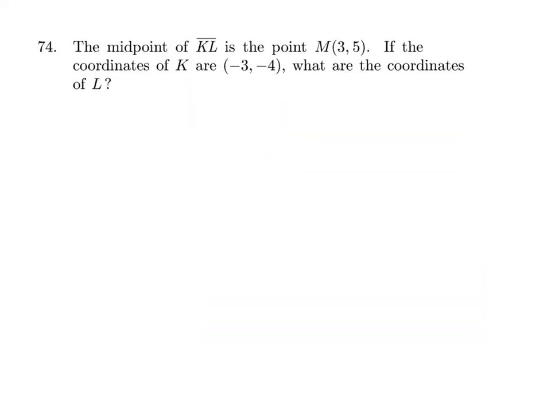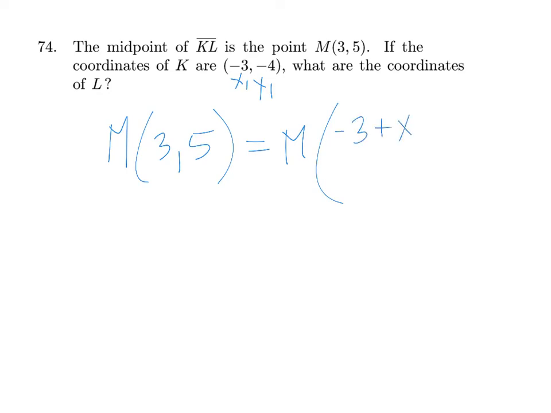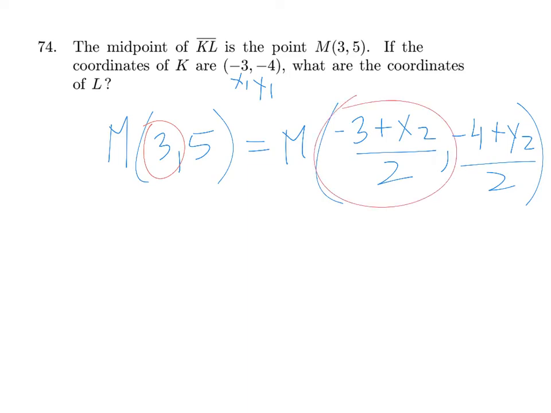The midpoint of KL is the point 3, 5. Here's the midpoint. This is just like 73. If the coordinates of K are -3, -4, what are the coordinates of L? So I have to plug the values into the midpoint formula. I have -3 plus x sub 2, that's what I'm trying to figure out, and I have -4 plus y sub 2, that's what I'm trying to figure out. So I have 3 is equal to -3 plus x sub 2 over 2.